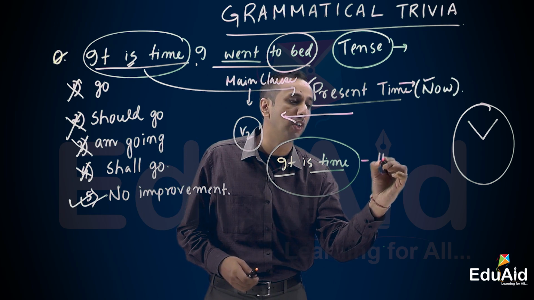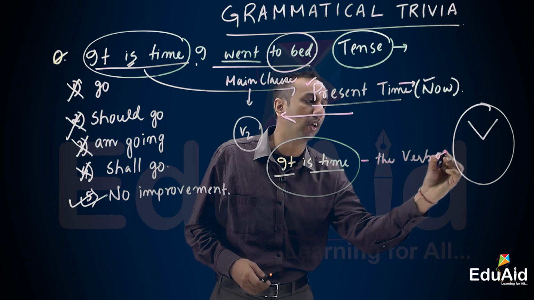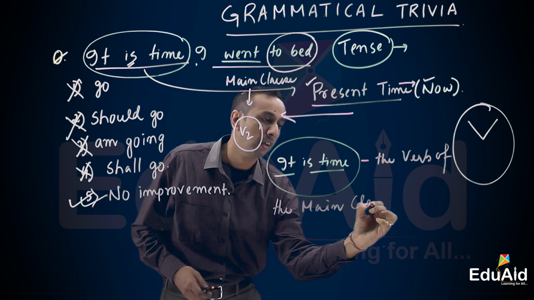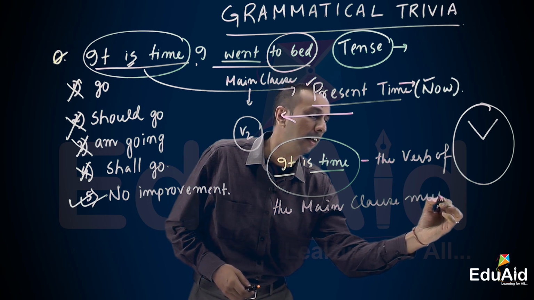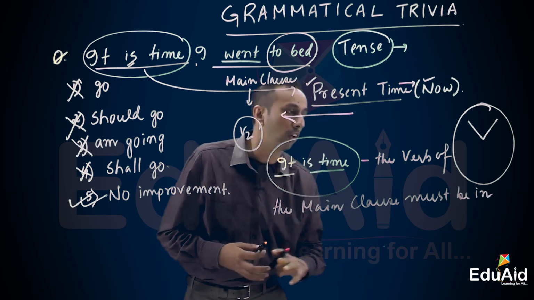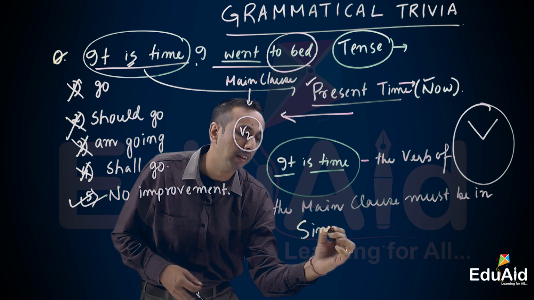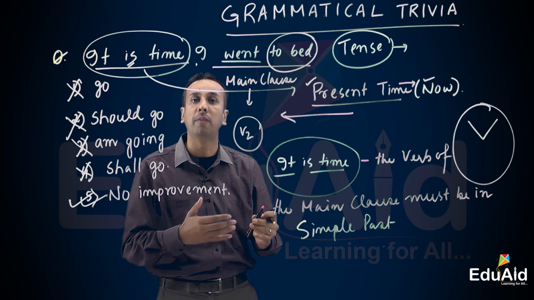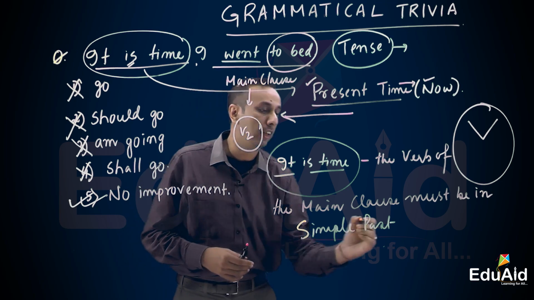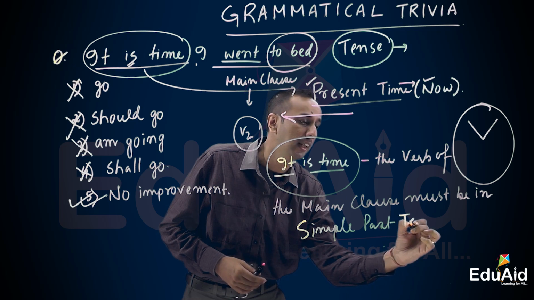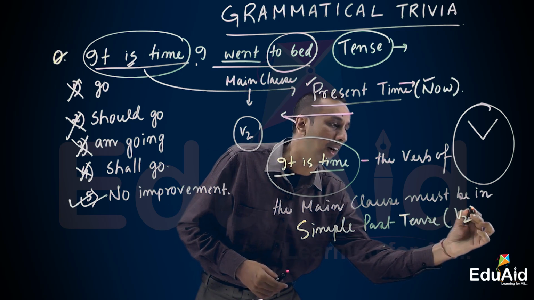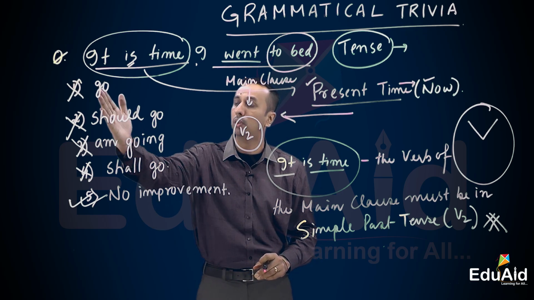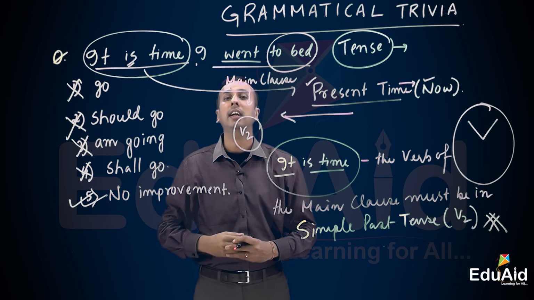verb of the main clause must be in simple past tense. So it is time I go to bed, if they give this, you have to correct it as it is time I went to bed. The verb of the main clause must be in simple past tense, the second form of the verb. Don't say any other auxiliary, should or go. Present and past are being fused here.